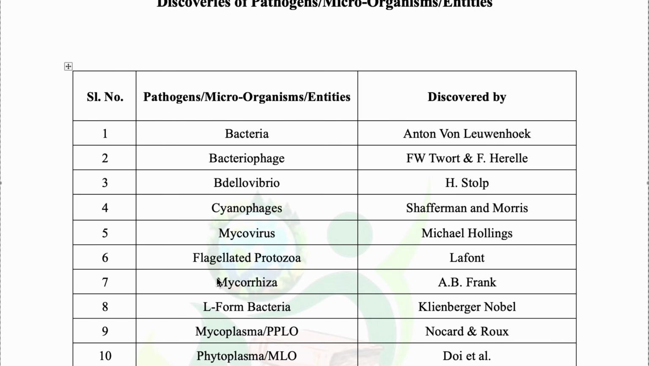Next, mycorrhiza. Mycorrhiza is the association, symbiotic association between what? Fungi and roots of higher plants. It was discovered by A.B. Frank.